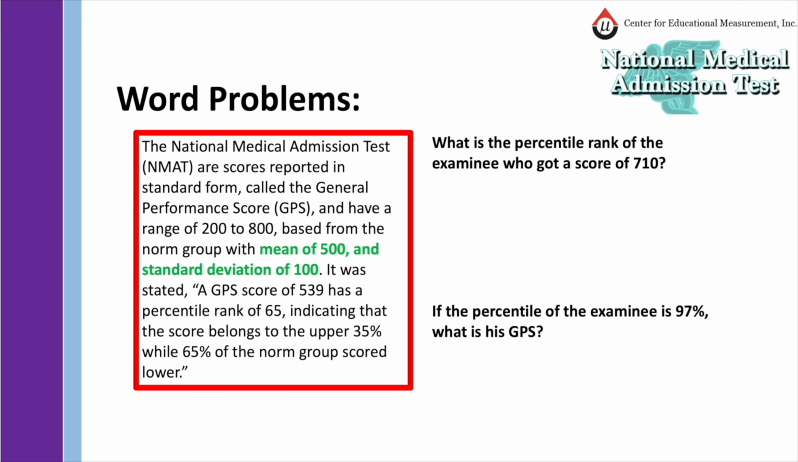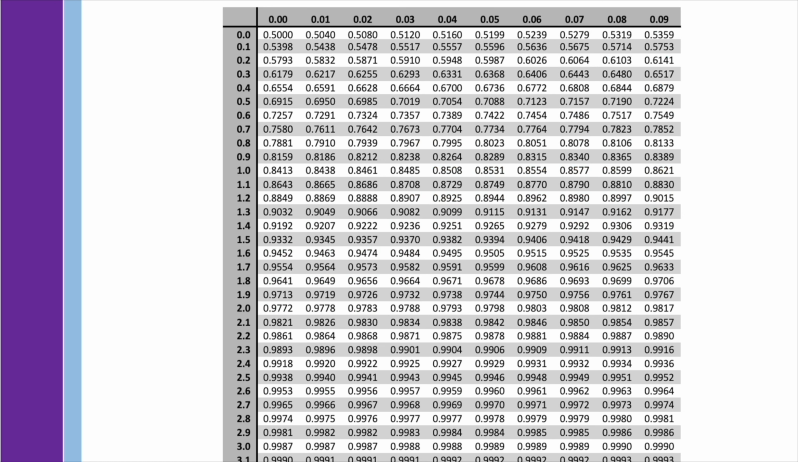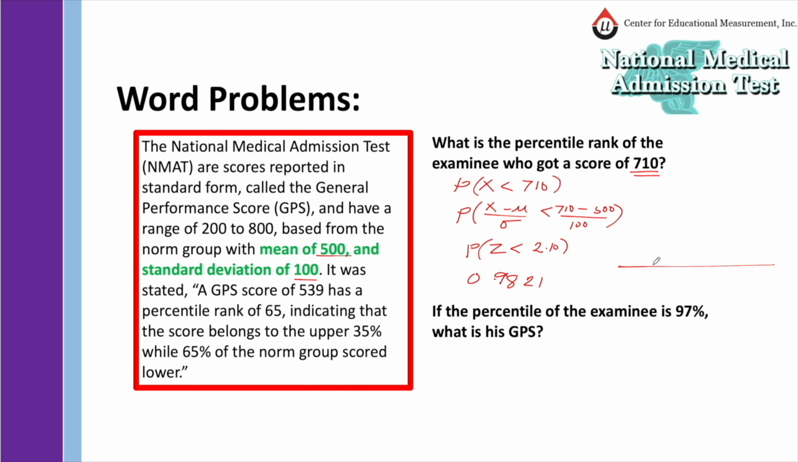To answer the first question, which asks for the percentile rank of the examinee who got a score of 710, we just have to standardize 710 based on this mean and standard deviation. So the probability of x less than 710 is the same as the probability that the standardized score z is less than 2.10. Taking a look at the table, 2.10 is 0.9821. Thus, this represents the area or the proportion of the examinees whose score is lower than his. Thus, his percentile rank is 0.9821 or 98.21%.